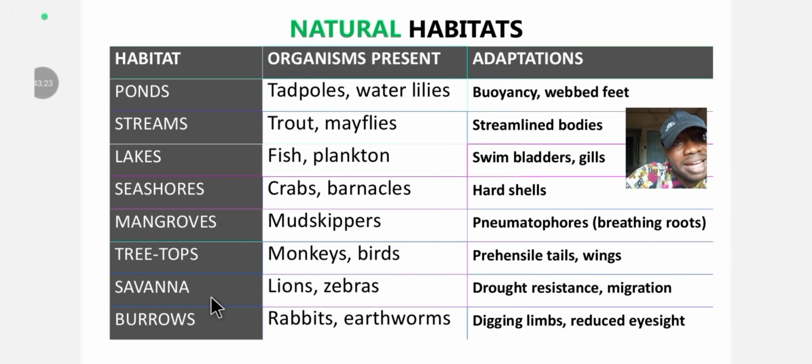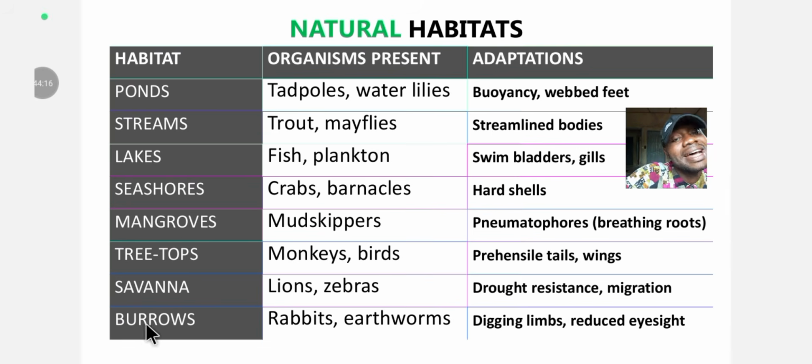Still under the terrestrial we have the savanna. In the savanna habitat you have the lions and the zebras there. What do the lions and the zebras possess to be able to live in the savanna? You know the savanna is very dry, there is little water, almost like a desert. So they possess drought resistance. They have a cuticle, their skin, that prevents them from losing water easily. They are also furry, enabling them to conserve water better. And they easily migrate. If it gets too hot here, they migrate to another place where it is a little bit cooler.